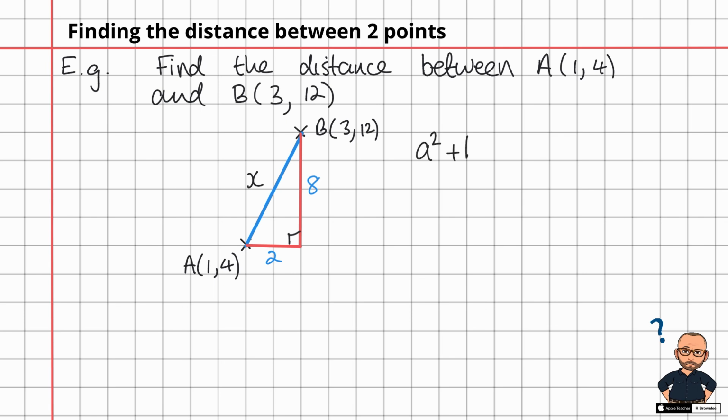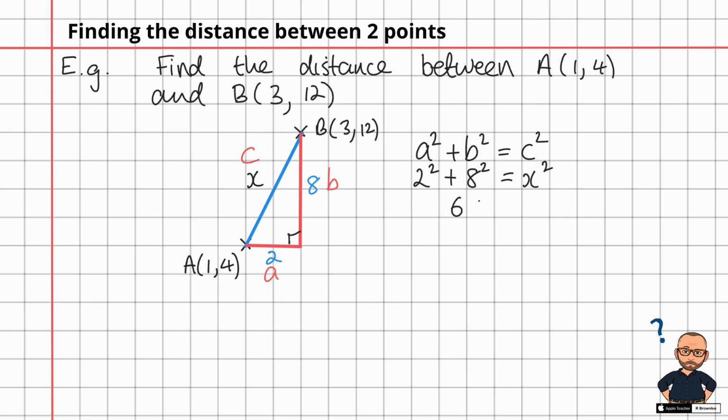So a squared plus b squared equals c squared. Remember, the c has to be the longest side. So that's the c, and then the a and b are the other two. So c is always the longest side. So the x goes in where the c is. So I know then that 2 squared plus 8 squared equals x squared. Work out what 2 squared and 8 squared is. Should be able to do that bit in your head. 2 squared is 4, 8 squared is 64.